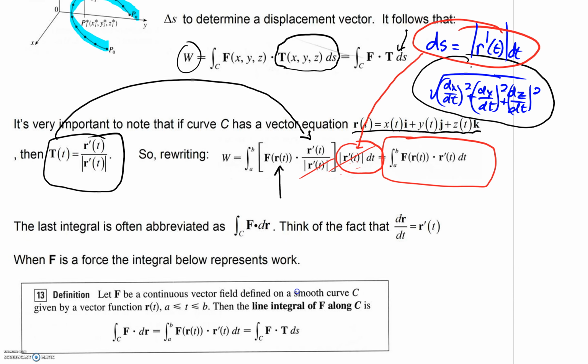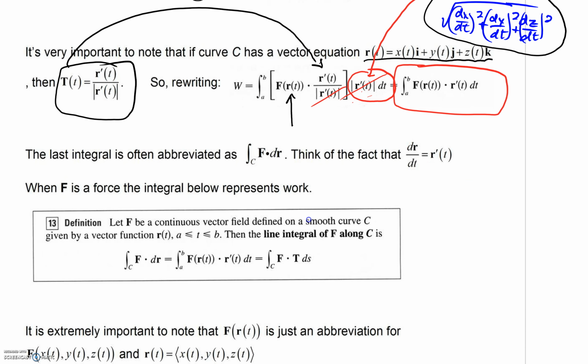One little thing to point out: in our textbook, you might see an abbreviation for it, the line integral of F dotted with just dr. That can look rather strange to students at first, and you can think, how in the world could that actually be equivalent? Well, look at what we have. dr/dt is r prime of t. If I solve for dr, I can just multiply both sides by dt.